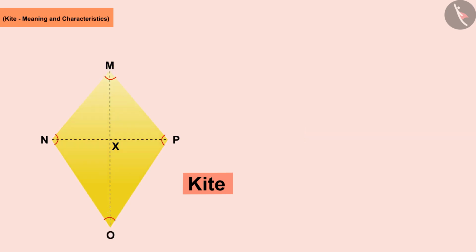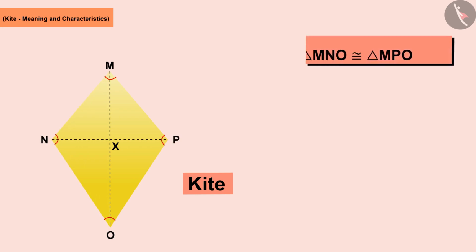Now if we talk about diagonal MO, then you will see that here MO divides this kite into 2 triangles, MNO and MPO. We can see that the triangle MNO completely covers the triangle MPO when the kite is folded relative to this diagonal MO. Consequently, we can say that the 2 triangles are mutually congruent. That is, the corresponding parts of both triangles will be of equal measure.